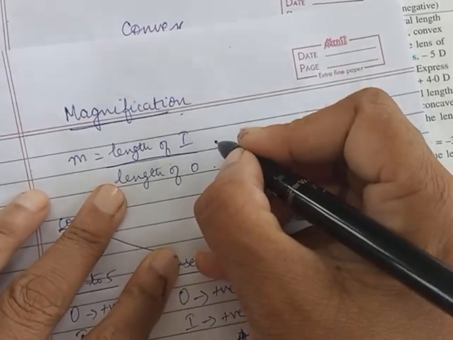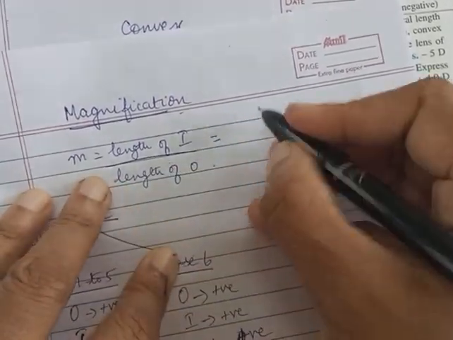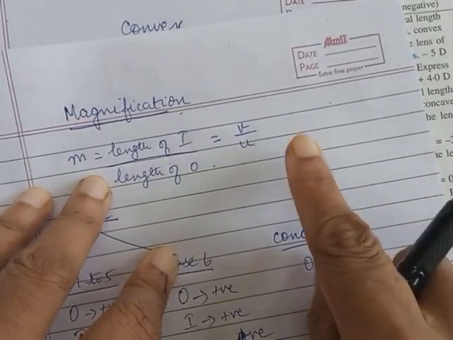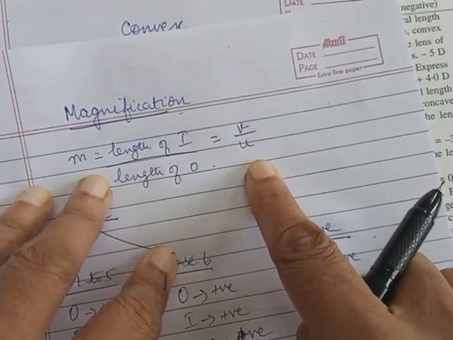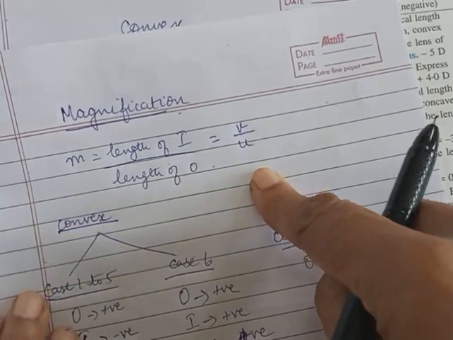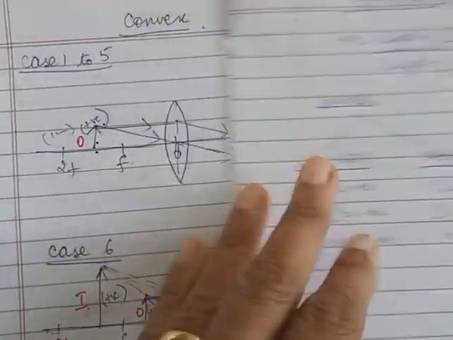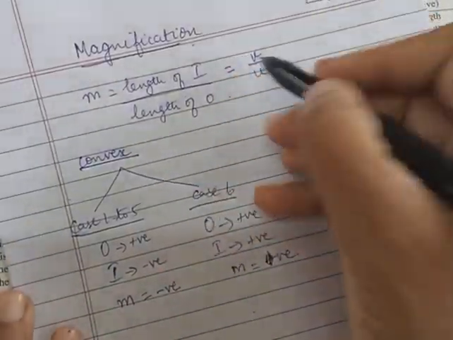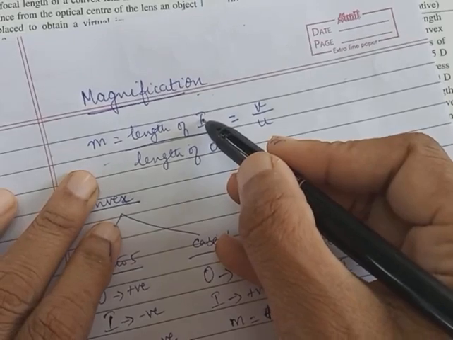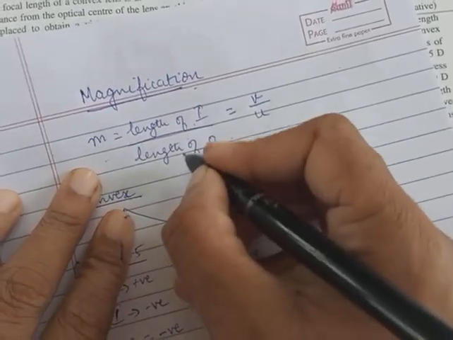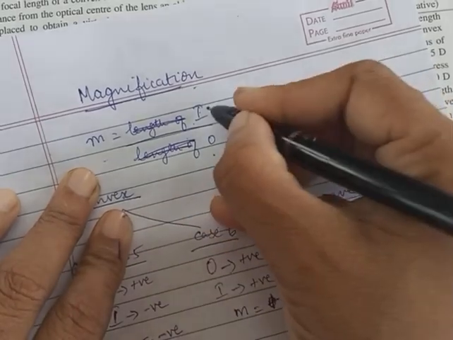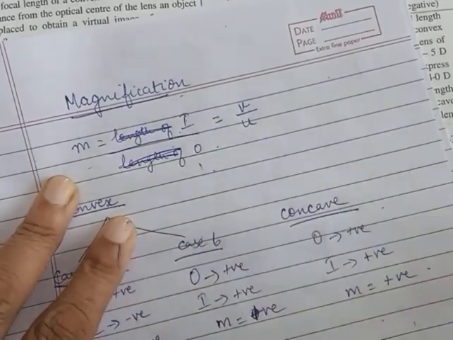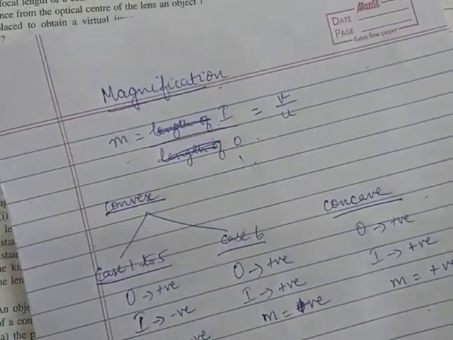Now there is another formula for magnification, that is V by U: image distance upon object distance. There is a derivation for this, but you don't have it in your syllabus. You just have to know that magnification, you can write it as length of image upon length of object. Usually we just write I by O along with the sign convention, or V by U along with the sign convention. Is it clear, children? Now we go to numericals based on this.